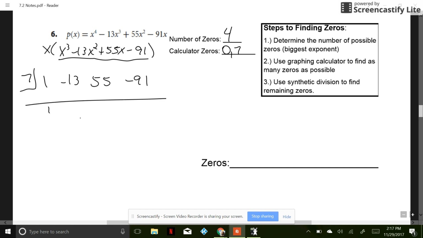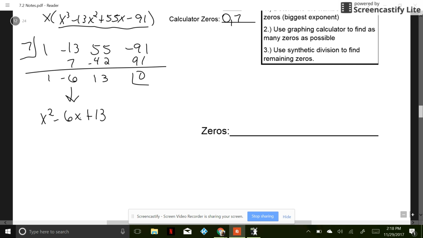So we bring down the 1, multiply to get 7, add to get negative 6, multiply to get negative 42, add to get 13, multiply to get positive 91. There's our 0. So this function is now x squared minus 6x plus 13.